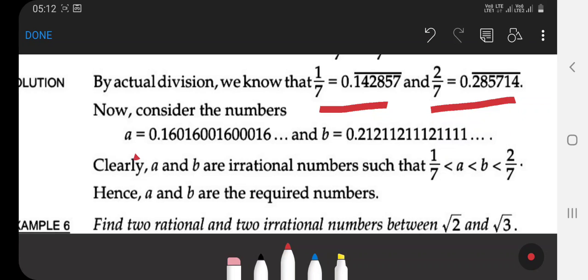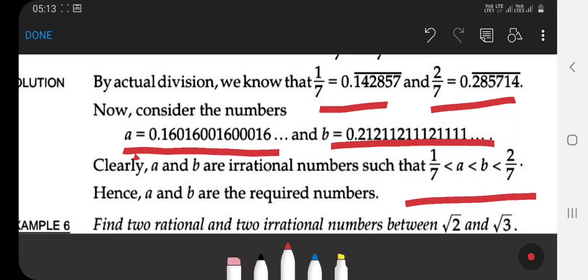Clearly you see 0.16, 0.160, 0.1600, 0.16000, 0.1640, and so on. It is a series of non-terminating and non-repeating decimals. Similarly, 0.21, 0.211, 0.2111, and so on. So you see that these two numbers are between 1 by 7 and 2 by 7. In this way, you will find infinitely many irrational numbers.